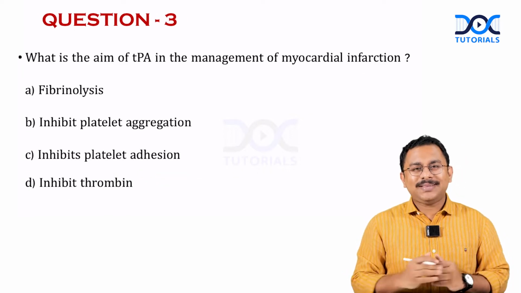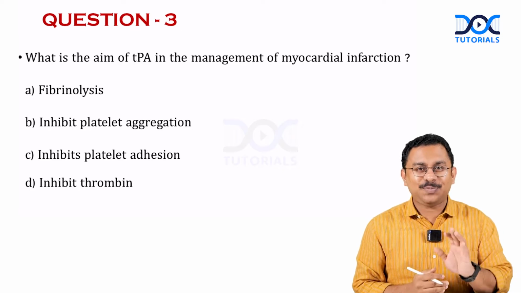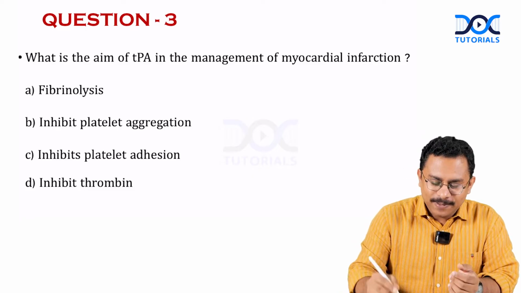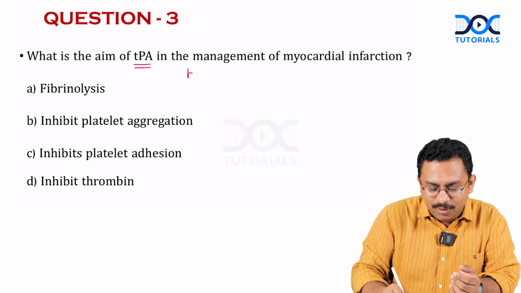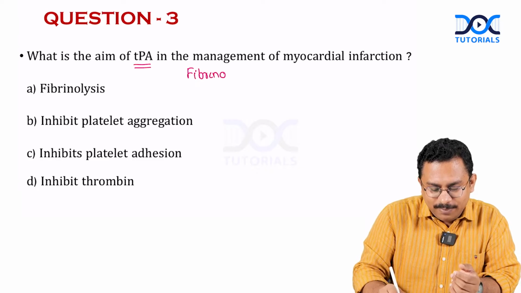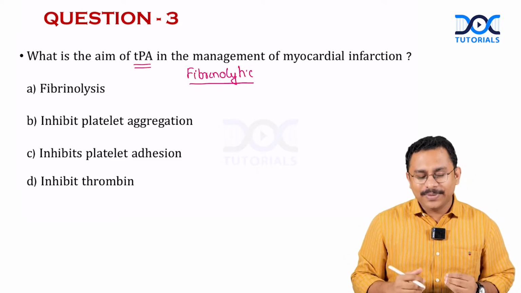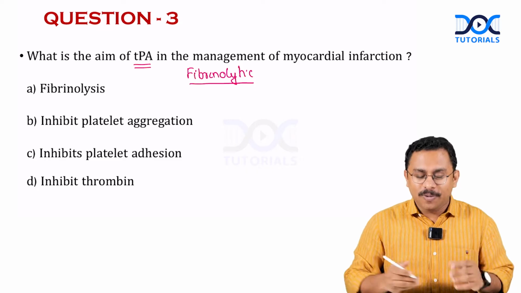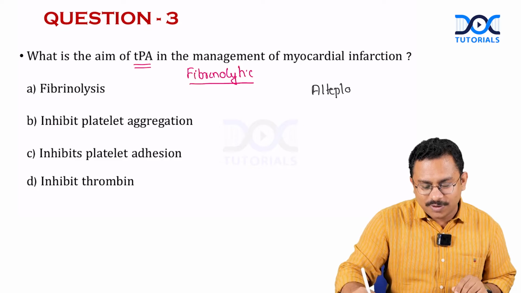Question number 3. What is the aim of tissue plasminogen activator in the management of myocardial infarction? This question is linked to pharmacology as well. Tissue plasminogen activator is basically a fibrinolytic, and you know that for the management of myocardial infarction and also stroke, in certain scenarios we use fibrinolytics. We have the recombinant tissue plasminogen activator, that is alteplase, which is commonly used.